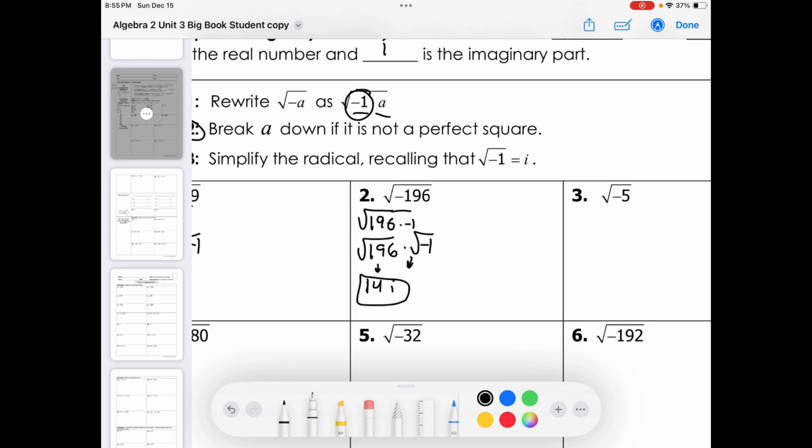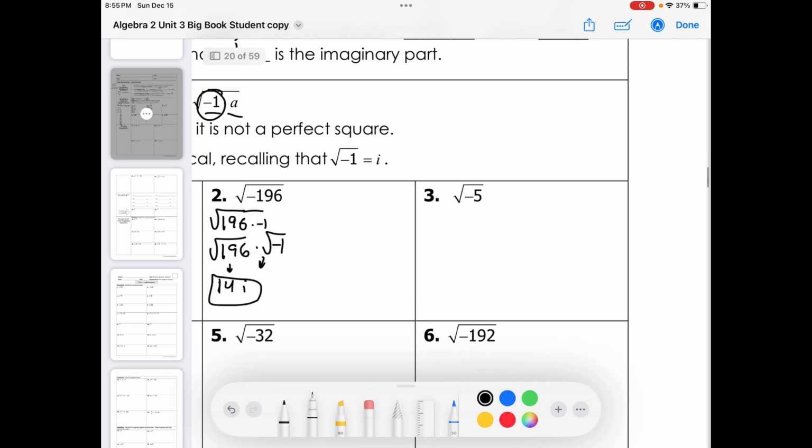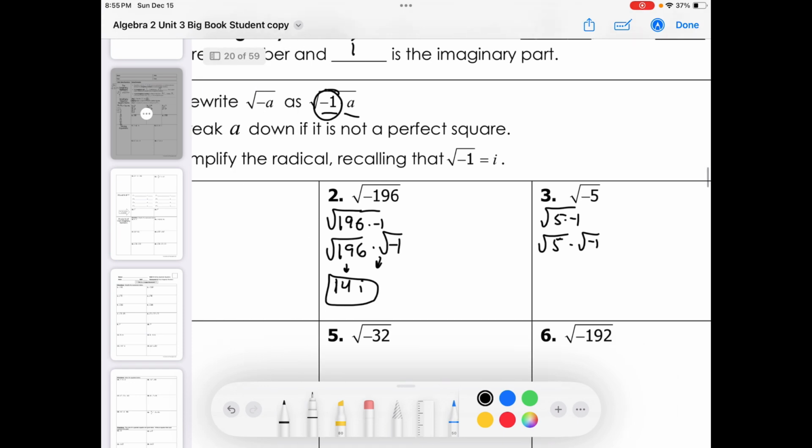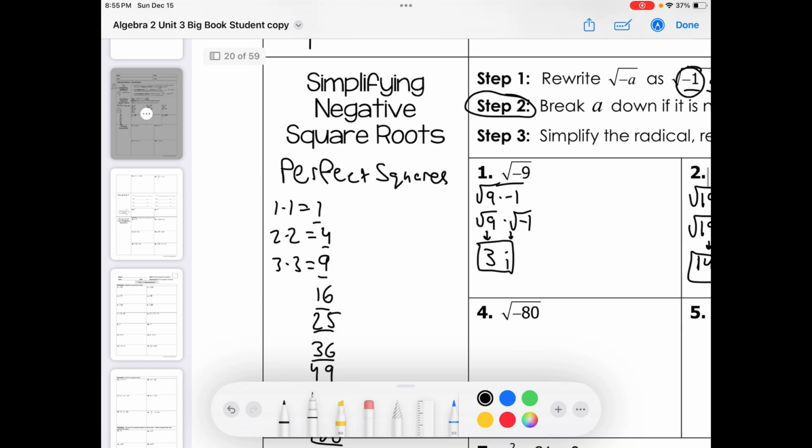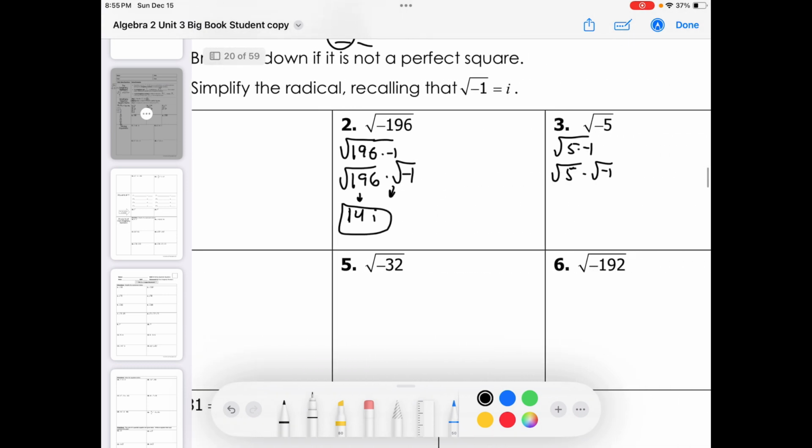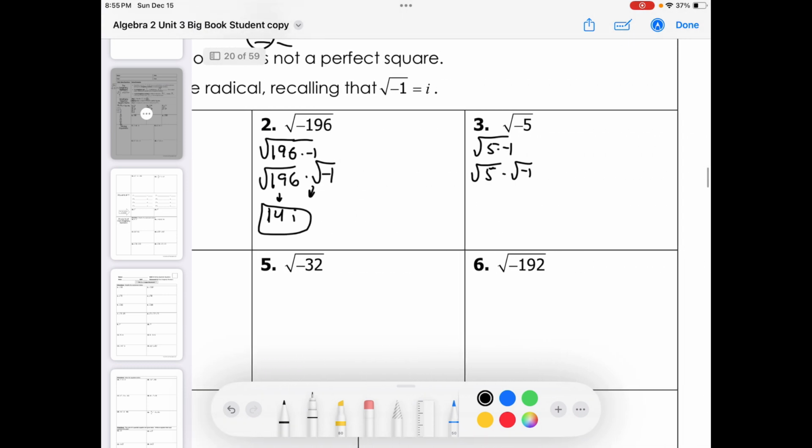For number 3, we have the square root of negative 5. So I'll start by saying that this is the square root of 5 times negative 1. Break that into the square root of 5 times the square root of negative 1. Now 5 is not a perfect square. It's not one of these numbers over here, the 1, 4, 9, 16, 25, etc. It's not a number you can get by multiplying the same thing by itself. So the square root of 5 cannot be broken down at all. So we would still just have the square root of 5 here, and then the square root of negative 1 is i.